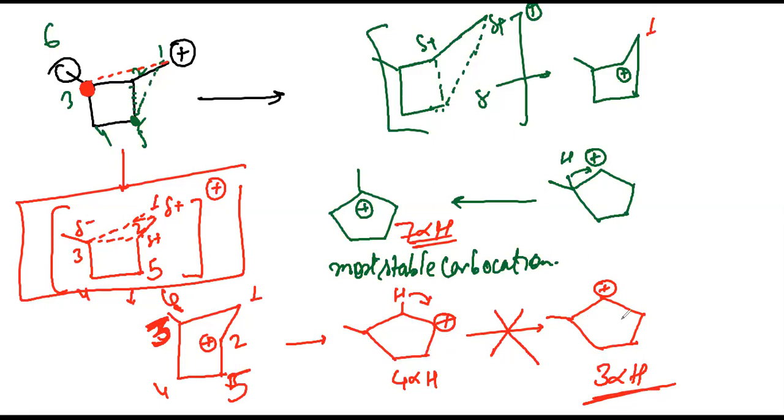So I hope you are getting what I've done here. Which path will be chosen? Expansion from the fifth, or expansion from the sixth? Tell me. From which side will I do the expansion? From third carbon or from fifth carbon? Fifth carbon, sir.